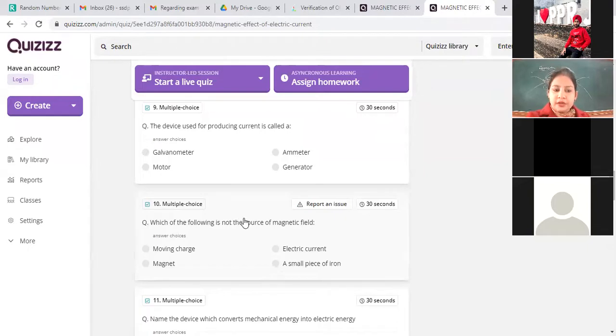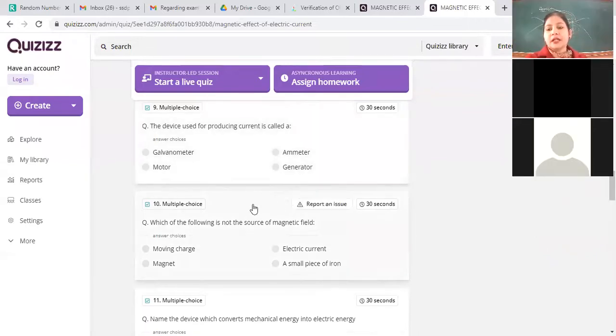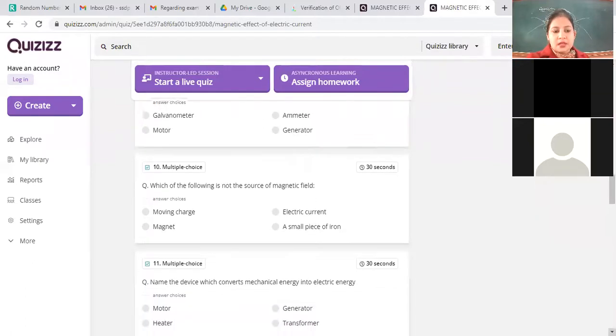Generator. Galvanometer detects the presence of current. Ammeter measures the current. Motor converts electrical to mechanical energy. It's the generator that converts mechanical to electrical energy. So it is the producer, you can say.